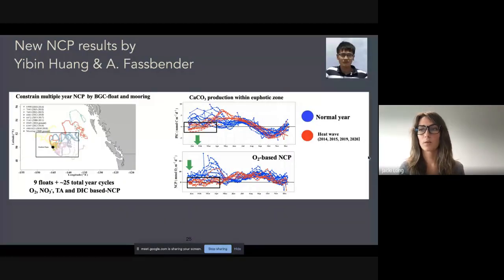And this is, in fact, what collaborators Yibin Wong and Andrea Fossbender are now working on. They're evaluating the photic zone NCP using nitrate, oxygen, and dissolved inorganic carbon tracer budgets. And Yibin is finding results similar to those of Biff et al. 2019, as well as reduced particulate inorganic carbon or calcium carbonate production during these warmer events.